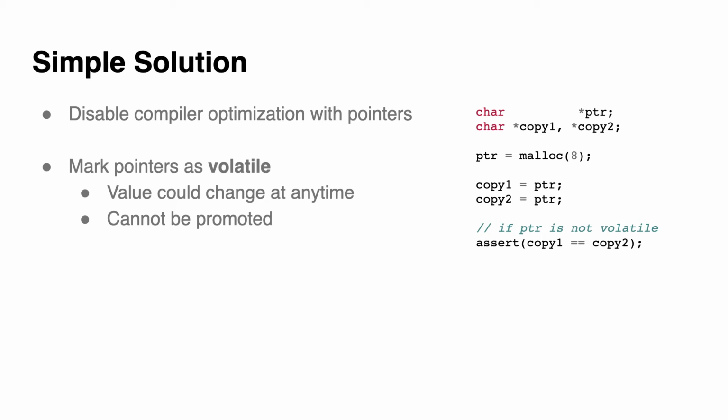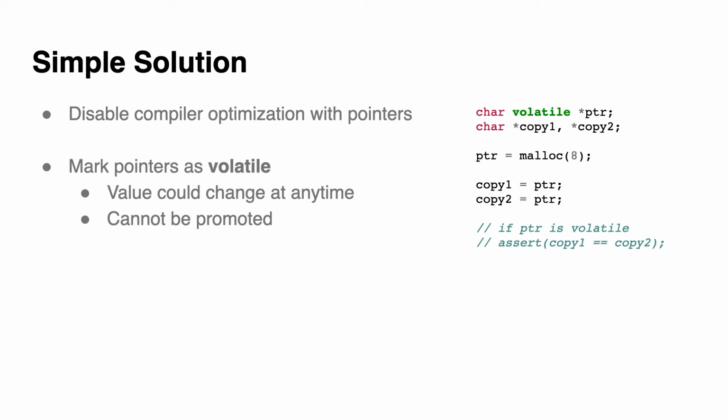Our simple solution is to disable compiler optimization with pointers and mark them as volatile. For non-volatile type, a compiler can assume the value of a variable doesn't change unless there's a write to it. Therefore, in the example, the compiler can assume copy 1 and copy 2 are equal and alias them all to the same register.